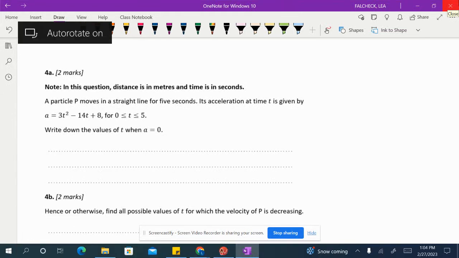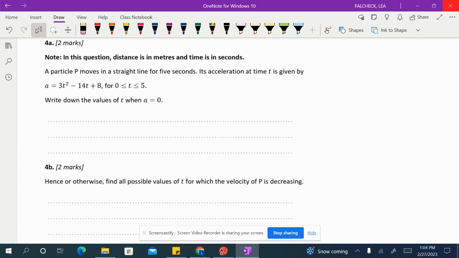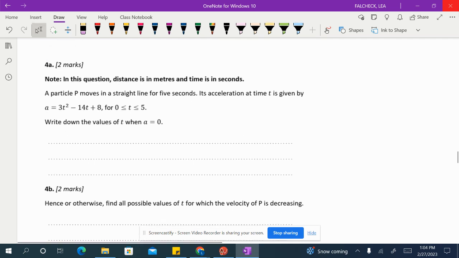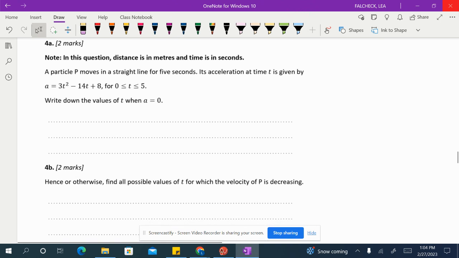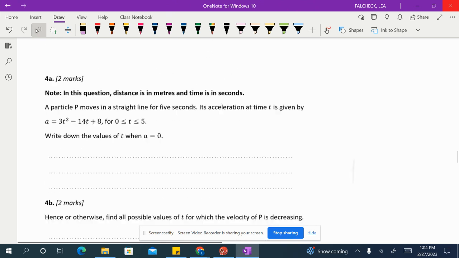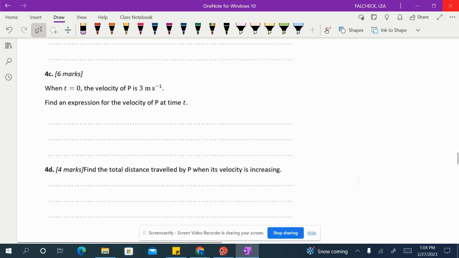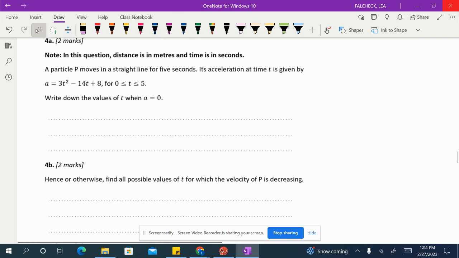Number 4. A particle P moves in a straight line for 5 seconds. Its acceleration at time t is given by a equals 3t squared minus 4t plus 8 when time is between 0 and 5. So this is a question from the old syllabus, and on the old syllabus, you could use your calculator the entire test. So this is a no calculator portion up until 4C, and then for 4D, you're allowed to use your calculator.